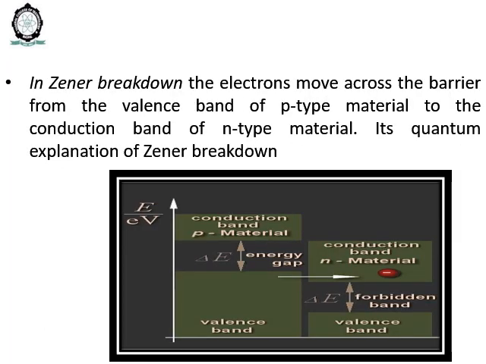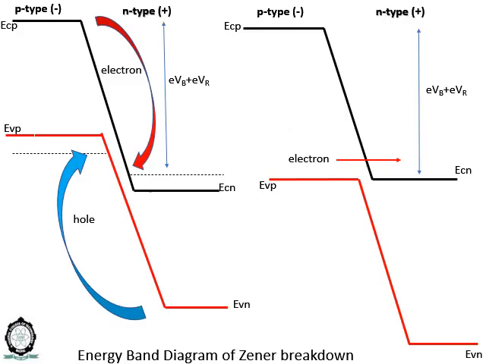This is known as the quantum explanation of Zener breakdown. So in a Zener breakdown, what happens? When Zener breakdown occurs, the electrons move across the barrier from the valence band of the p type semiconductor to the conduction band of the n type semiconductor. You may not understand this from this graph, so I am going to explain it with the band gap graph.